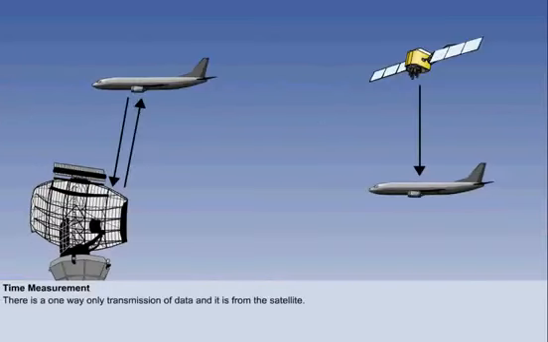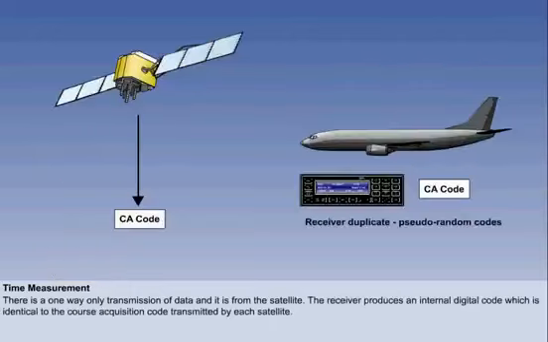How is the time taken for the message from the satellite to the receiver measured? Unlike radar, where a signal is transmitted from the ground and the time taken for it to return is measured, there is only a one-way transmission, and it is from the satellite. The receiver generates its own internal digital code, which is identical to the coarse acquisition code transmitted by each satellite. These long and complex codes, which appear random but are actually repeated patterns, are known as pseudo-random.